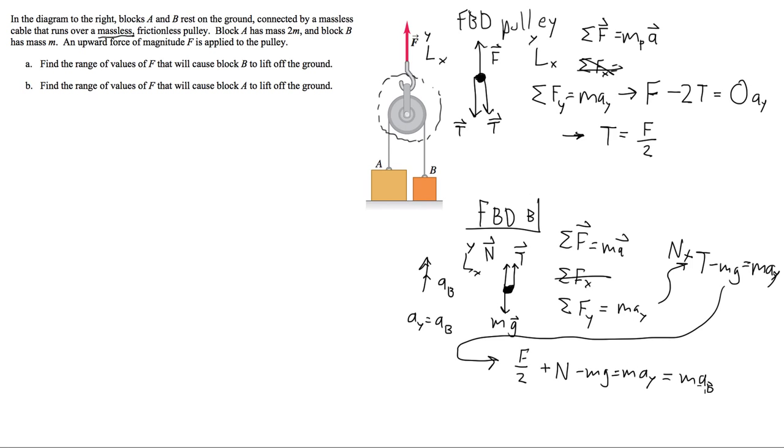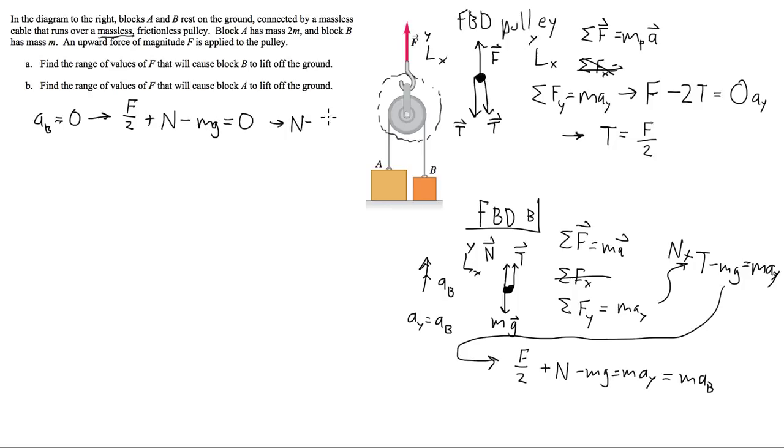Okay, so what are the possible accelerations for AB? Well, it can't accelerate downward, right? So AB can't be less than 0. So in the case where AB equals 0, then what do we have? Well, we've got F over 2 plus the normal force on block B minus mg equals 0.